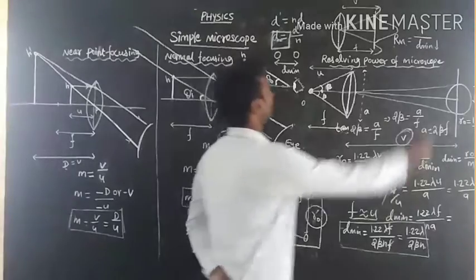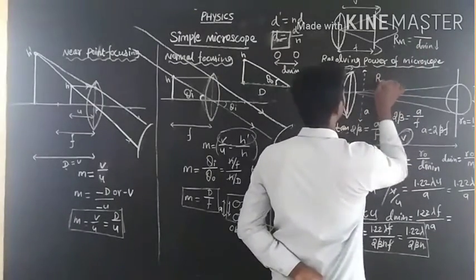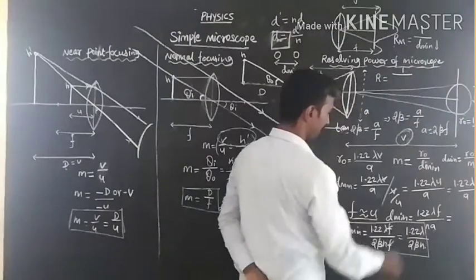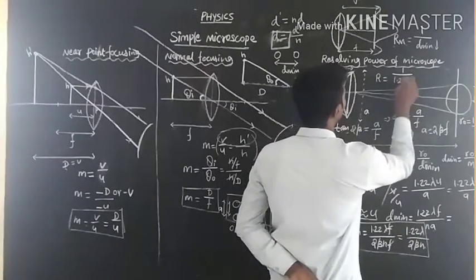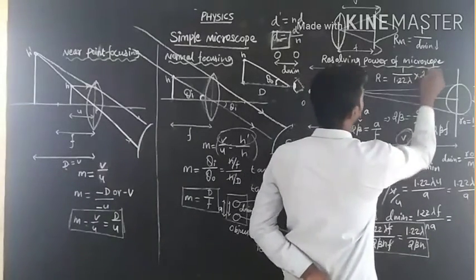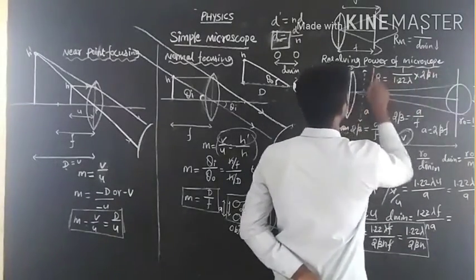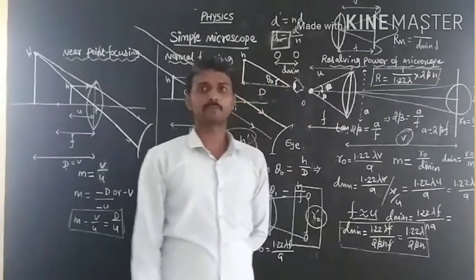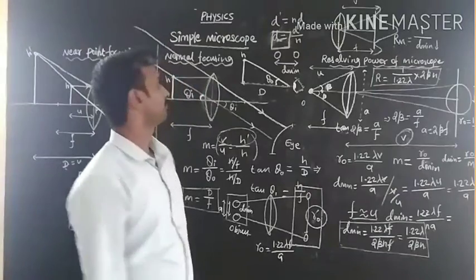Then the resolving power R is equal to 1 divided by d minimum. So 1 divided by d minimum is 1.22 lambda into 2 beta. That's all about the resolving power of a simple microscope.